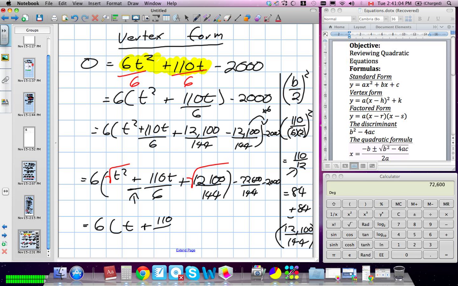Let's actually just turn this fraction into a whole number. So it's 72,600 divided by 144. 504.1, we'll say, okay?